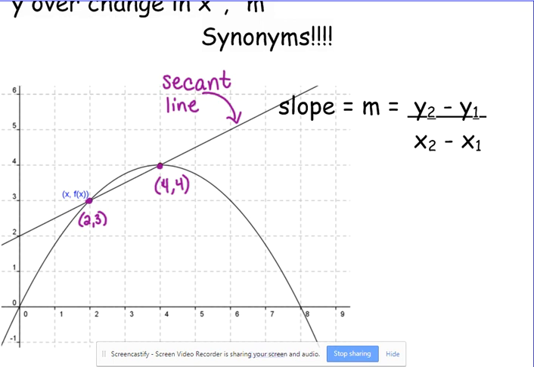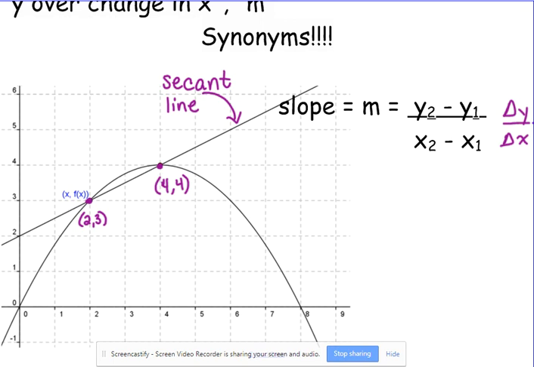So if we need to find the slope of this secant line, I'm hoping that y'all are familiar with the equation y2 minus y1 over x2 minus x1. The change in y over the change in x, delta y over delta x. If you've never heard that terminology or seen that symbol before, the triangle means delta, or change in. So some things that we need to be familiar with.